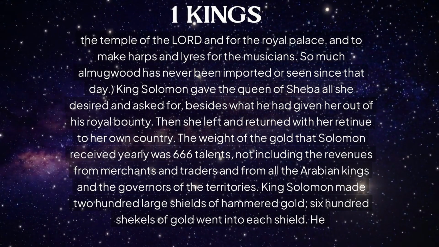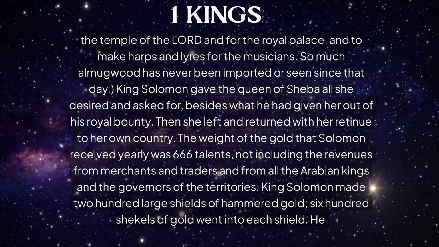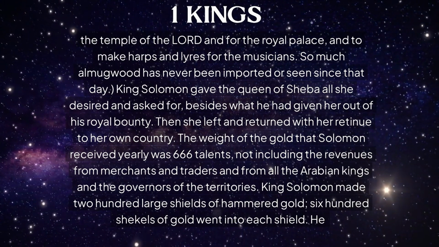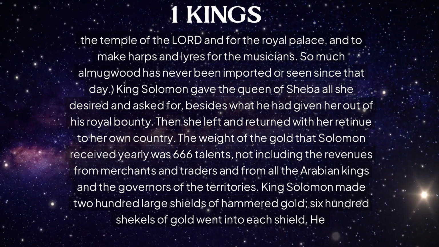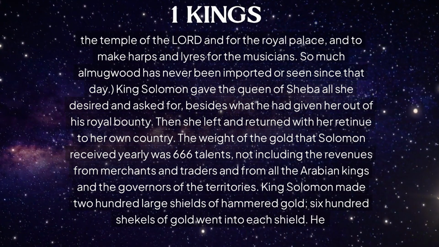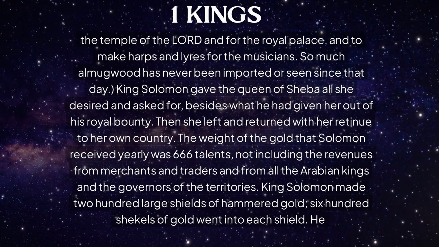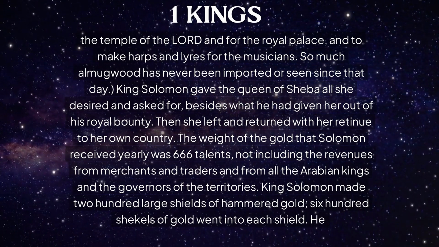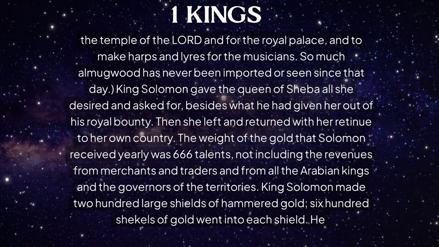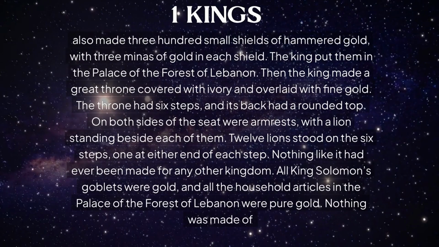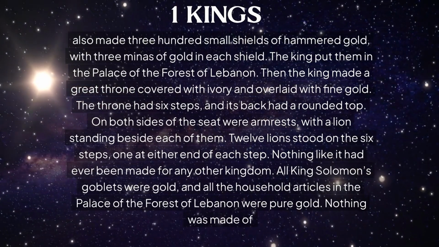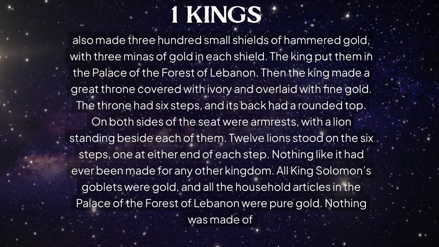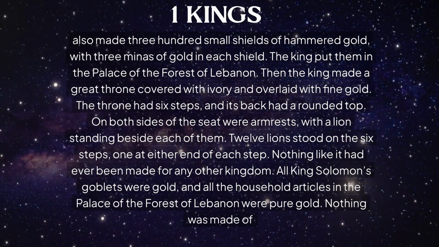The weight of the gold that Solomon received yearly was 666 talents, not including the revenues from merchants and traders and from all the Arabian kings and the governors of the territories. King Solomon made 200 large shields of hammered gold, 600 shekels of gold went into each shield. He also made 300 small shields of hammered gold, with 3 minas of gold in each shield. The king put them in the palace of the forest of Lebanon.